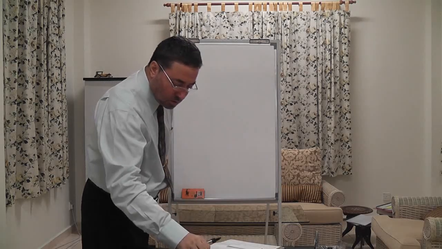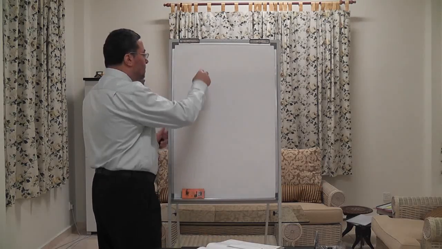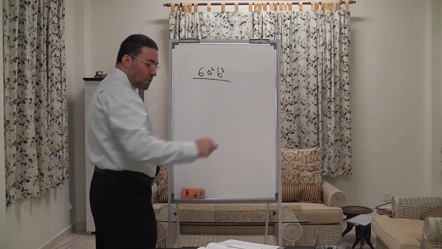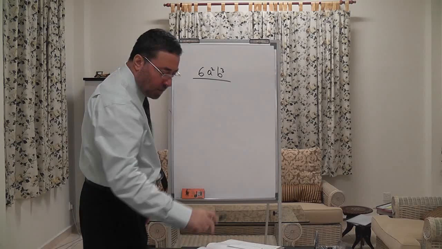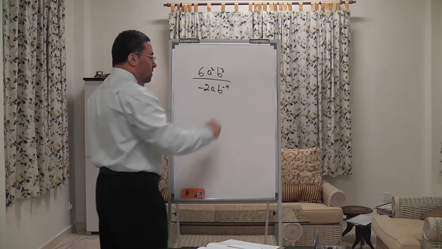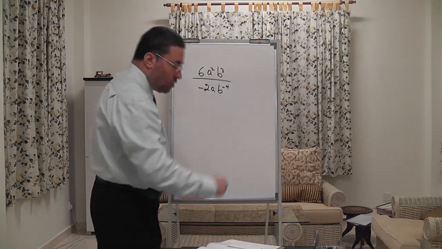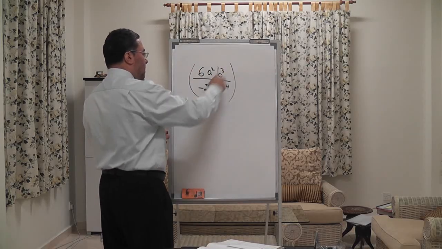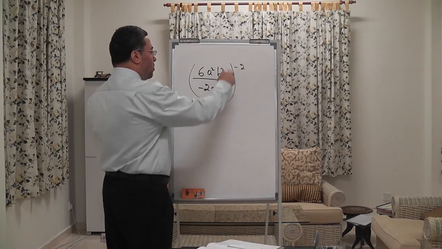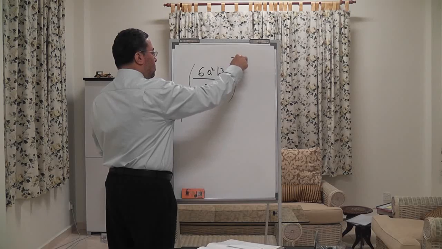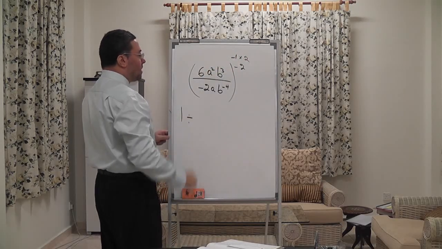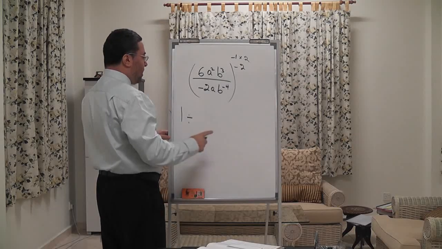Number 22, 6a squared b cubed over minus 2a b to the minus 4, the whole thing raised to minus 2. Here we do as we did before, or we can split this into minus 1 times 2 and then flip and then square. But we are going to do it in a safe way.